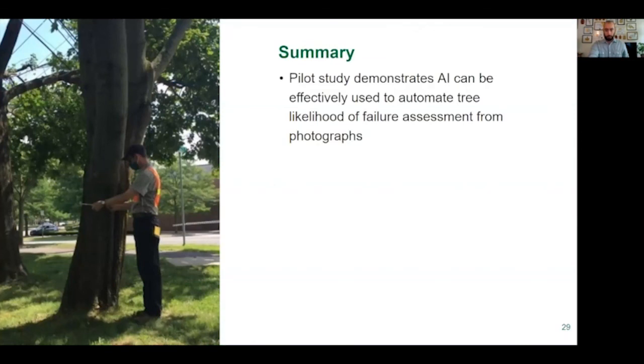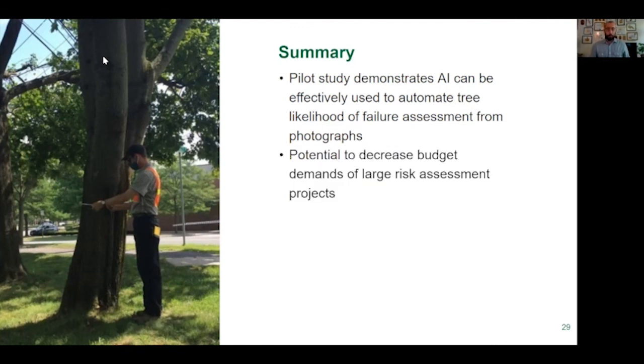In summary, this pilot study demonstrates that AI can be effectively used to automate tree risk assessment, at least in likelihood of failure, from photographs. It was able to correctly predict the field assessed likelihood of failure with a high degree of accuracy. And again, this, in future stages, has the potential to decrease budget demands of large risk assessment projects by highlighting these higher or more probable likelihood of failure trees and potentially identifying them for more detailed assessment.